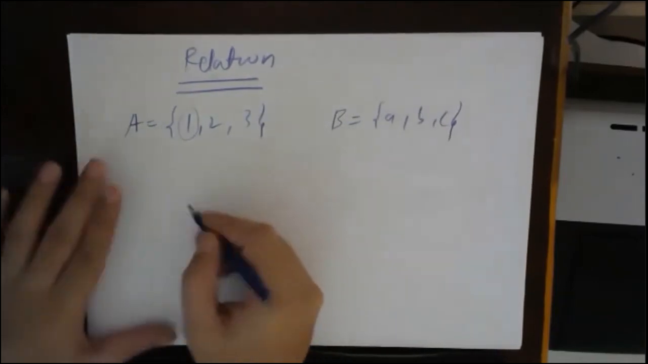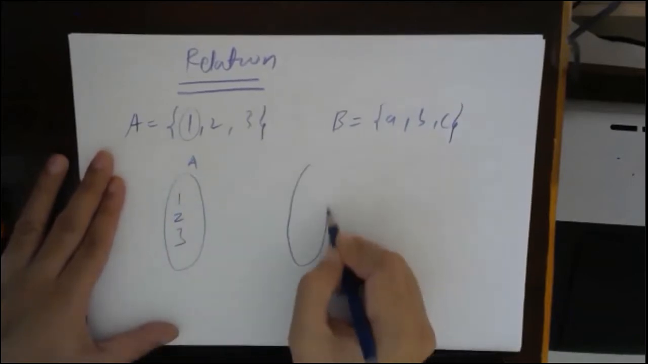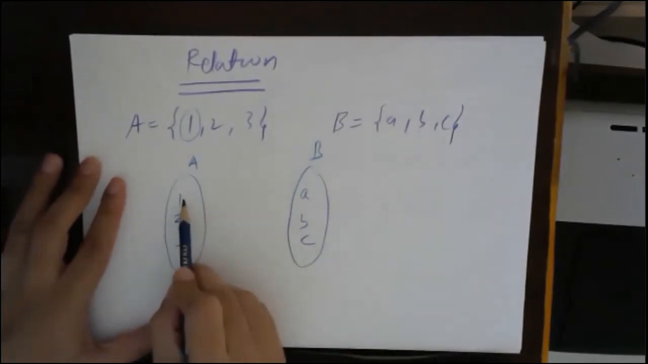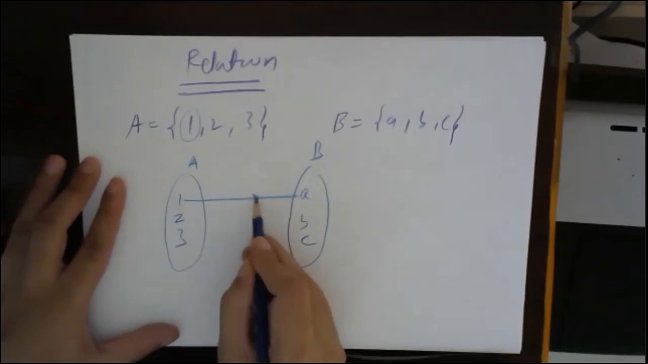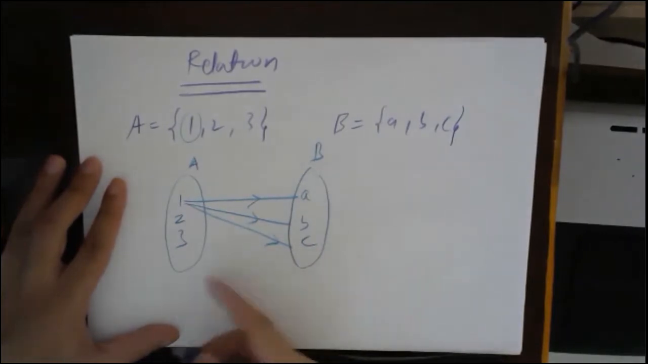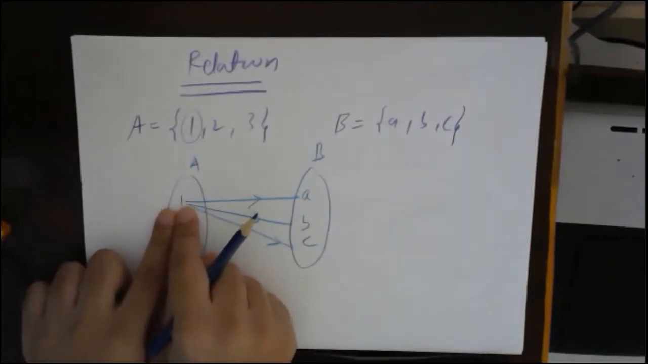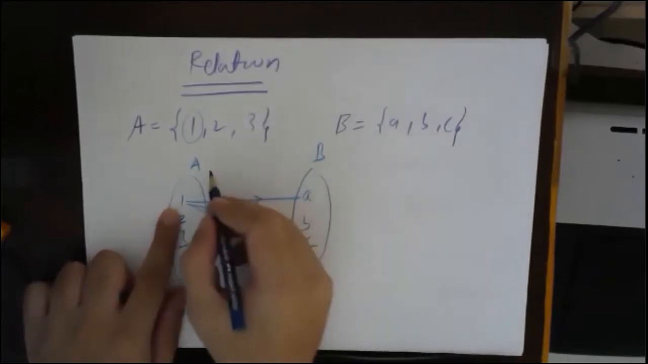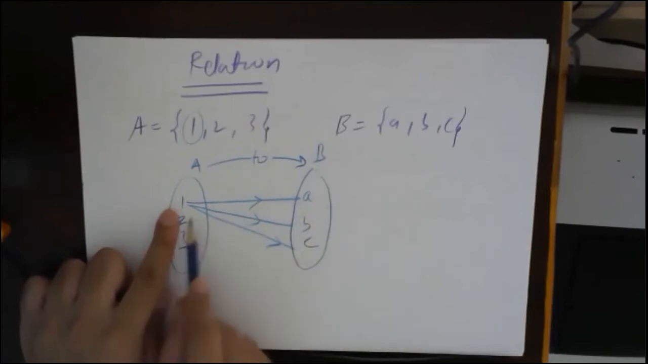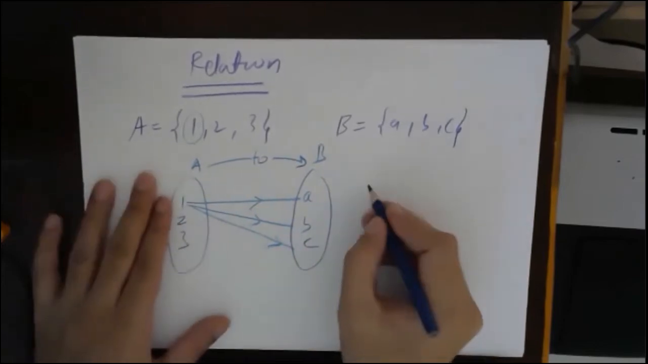So what I will do is draw set A like this: 1, 2 and 3, and let set B be a, b and c. I will first link 1 with a, 1 with b, and 1 with c. The link is from A to B. I'm linking elements of set A to elements of set B.